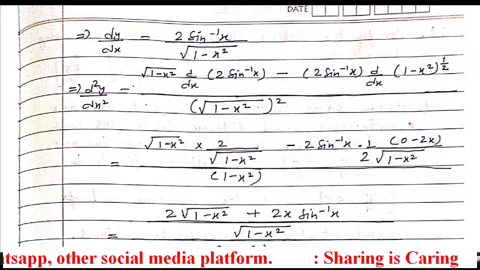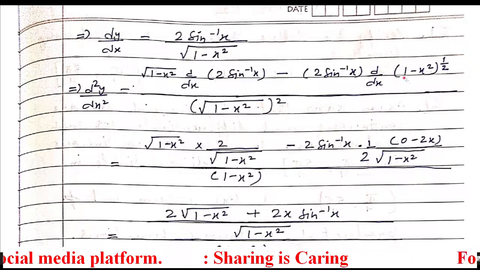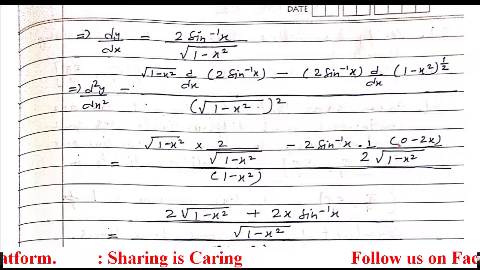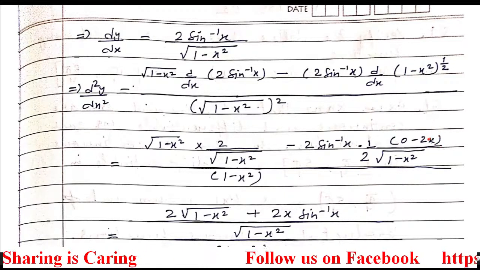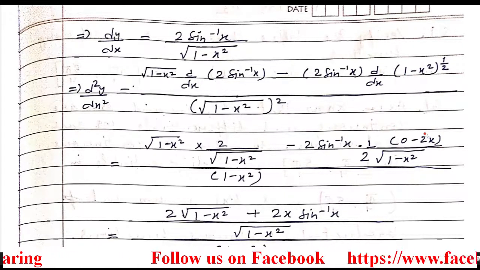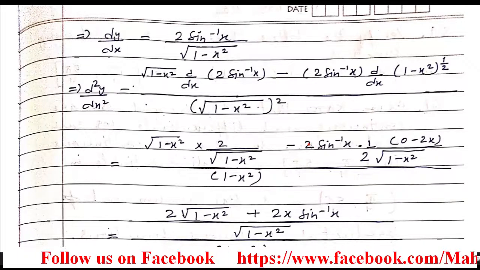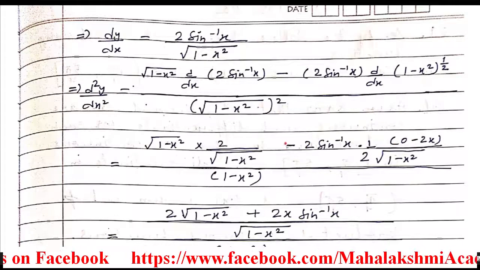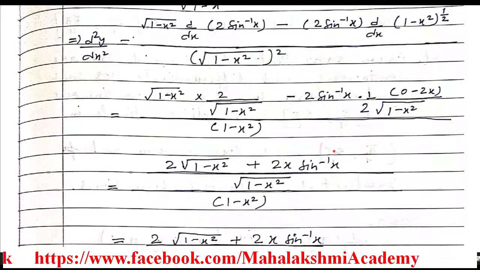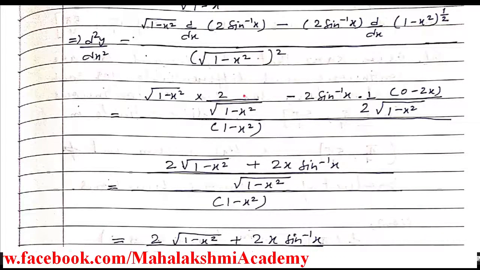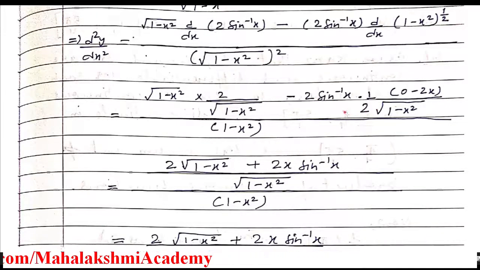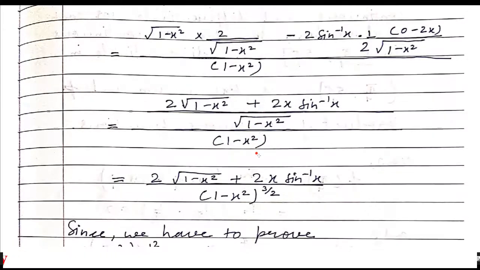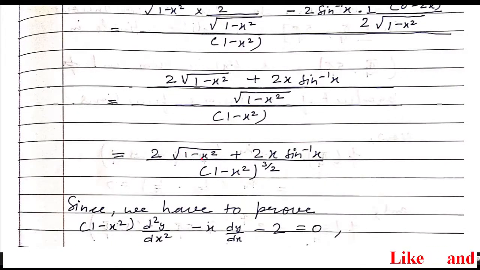Now here you have to apply the chain rule in the bracket. When you apply the chain rule, the differentiation of 1 is 0 and the differentiation of x square is minus 2x. Now simplify, 2 will cancel by 2, and this minus becomes positive. So you will obtain this, and since the denominator is the same in both the terms, the LCM is going to be the same. After LCM and all the simplification, you will obtain this. So this is your second order derivative.